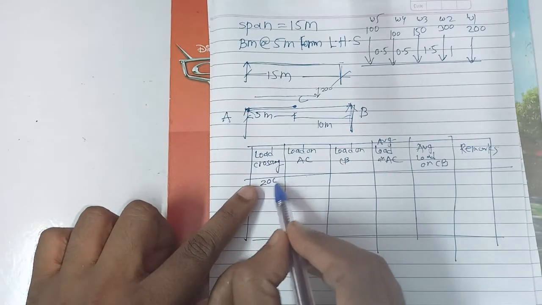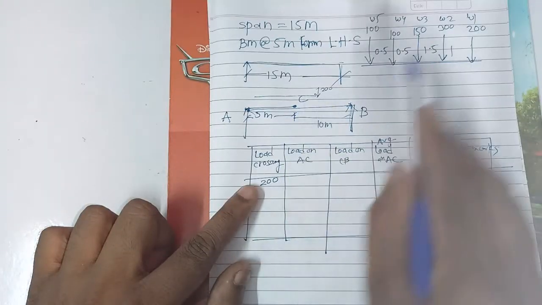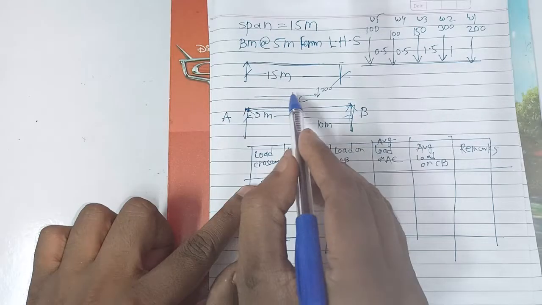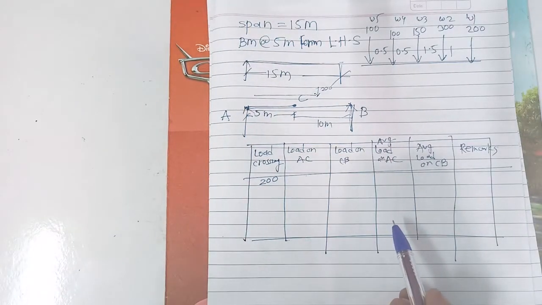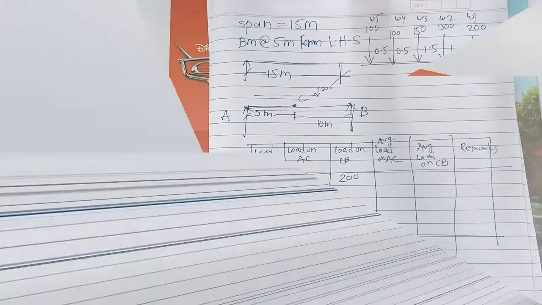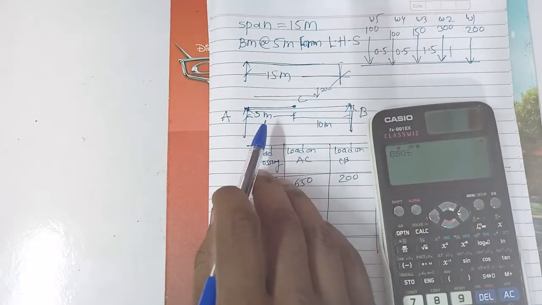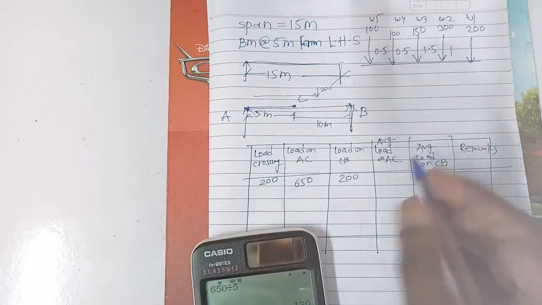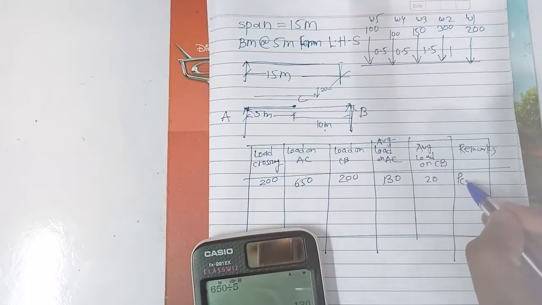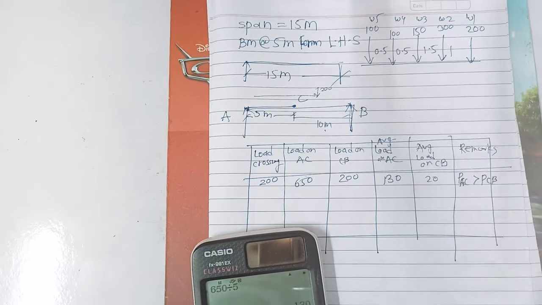This is the first condition, 200 kilonewton load. When load 200 is crossing here, the loads remaining on the span AC are 300, 150, 100 and 100. The summation of these loads will be equal to 650. So load crossing on CB is 200. Now average load we have to calculate. For 650 on AC, 650 divided by span of AC, 5 meter, will be equal to 130. Then 200 divided by 10 is equal to 20. Now the condition is P of AC is greater than P of CB.